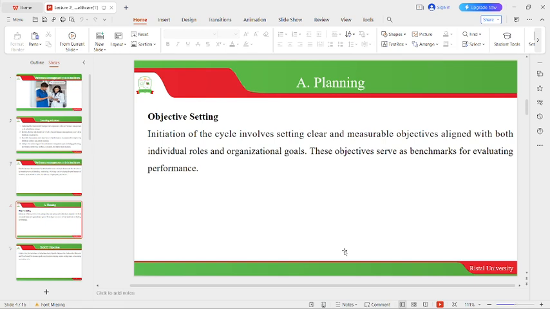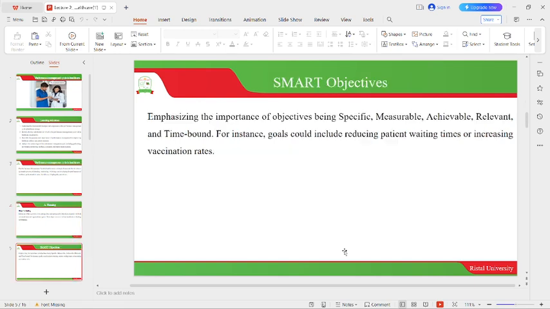So these objectives serve as benchmarks for evaluating performance. You cannot evaluate the performance of your doctor if you have not set the objective or the target you expect the doctor to do. So as a manager, you need to make sure that those objectives are clearly set so that you can benchmark or evaluate the performance of your employees against the set standards. So that's about objective and planning.